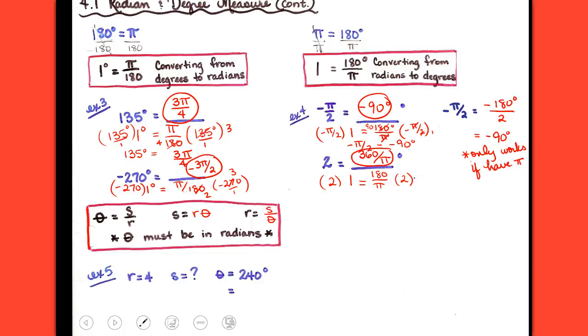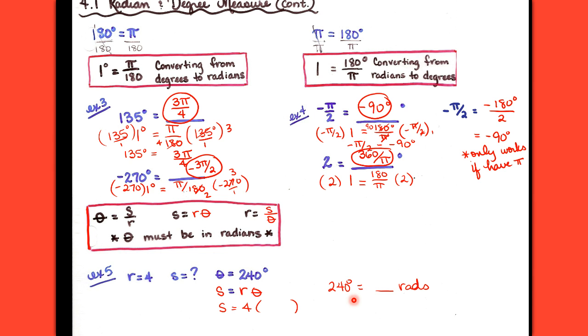So for example 5, they tell me a circle has a radius of 4. Okay, so radius is 4. Find the length of the arc, so that means I'm going to be looking for S, intercepted by a central angle of 240 degrees. Okay, so if I'm looking for S, I'm going to use this formula right here, that S is equal to R times theta. What was R? 4. And theta was 240, but the problem with that is, remember we said that theta must be in radians, and they gave me theta in degrees.